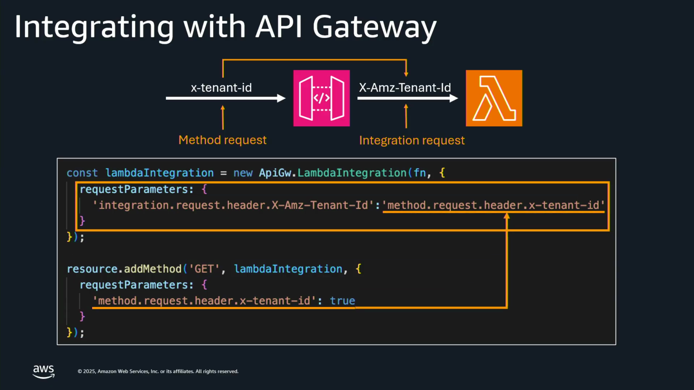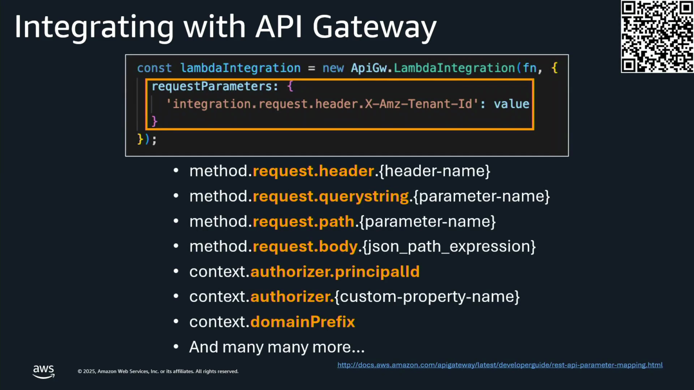The second thing is when you're configuring your integration, once again, this is the reason we had to do the terminology piece first, you're saying that I want to map the integration request header x-amz-tenant-id to the value of method request header X-Tenant-ID. Essentially you're saying that's the header that I want to go to Lambda, to my downstream integration, and this is the source of the value that I want you to use. And this is just an example of how you can map any custom HTTP header to be your tenant identifier.